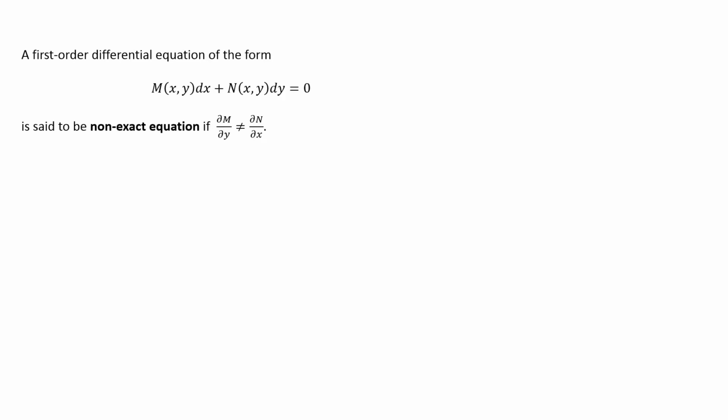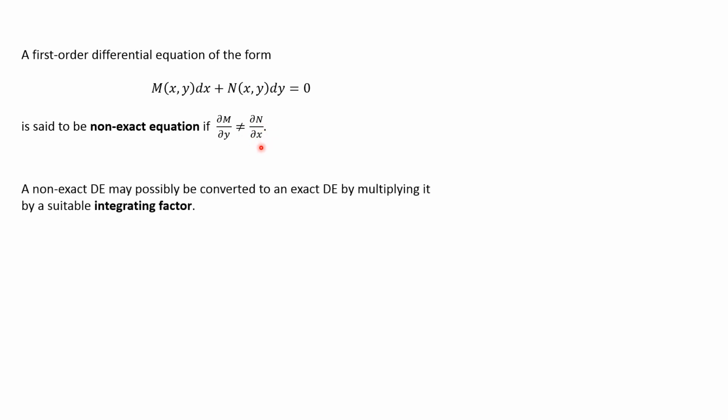A first order differential equation of the form M(x,y) dx + N(x,y) dy = 0 is said to be generally a non-exact equation if the partial derivative of M with respect to y is not equal to the partial derivative of N with respect to x. Now, a non-exact DE may possibly be converted to an exact DE by multiplying it by a suitable integrating factor.